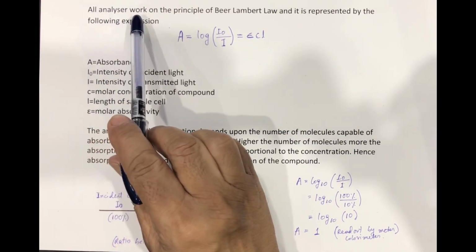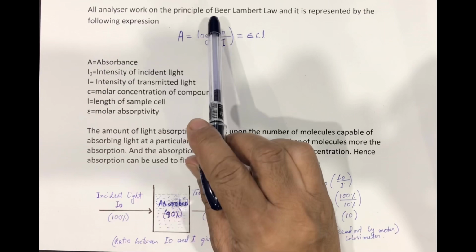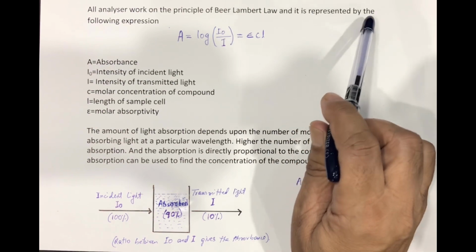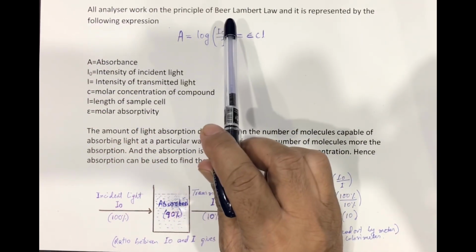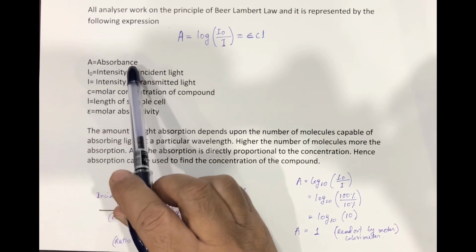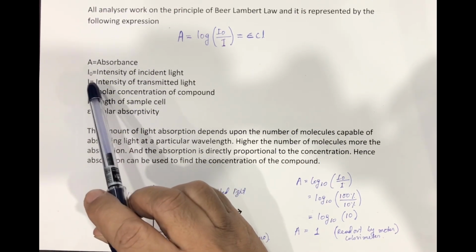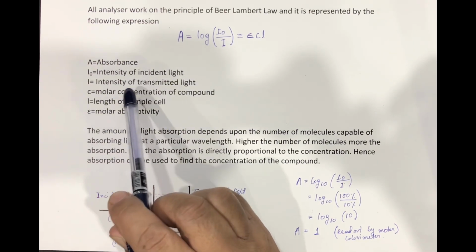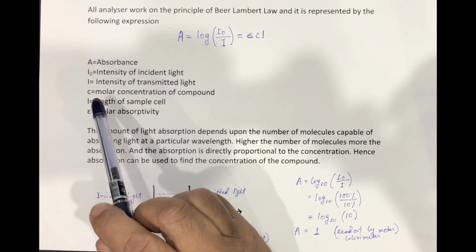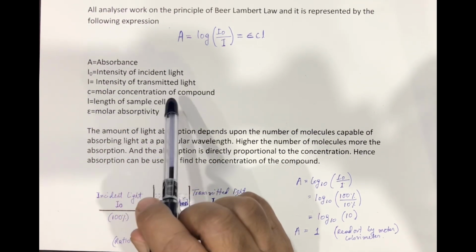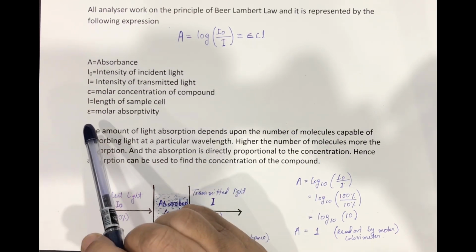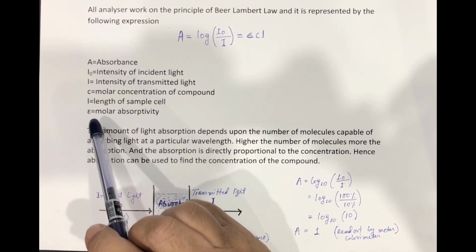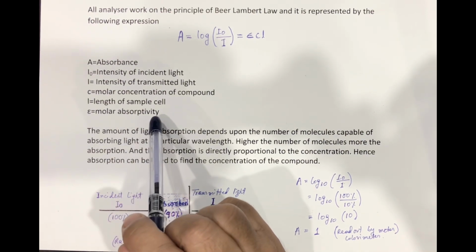All analyzers work on the principle of Beer Lambert law, and it is represented by the following expression, where A is absorbance, I0 is intensity of incident light, I is intensity of transmitted light, C is molar concentration of compound, L is length of sample cell, epsilon is molar absorptivity.